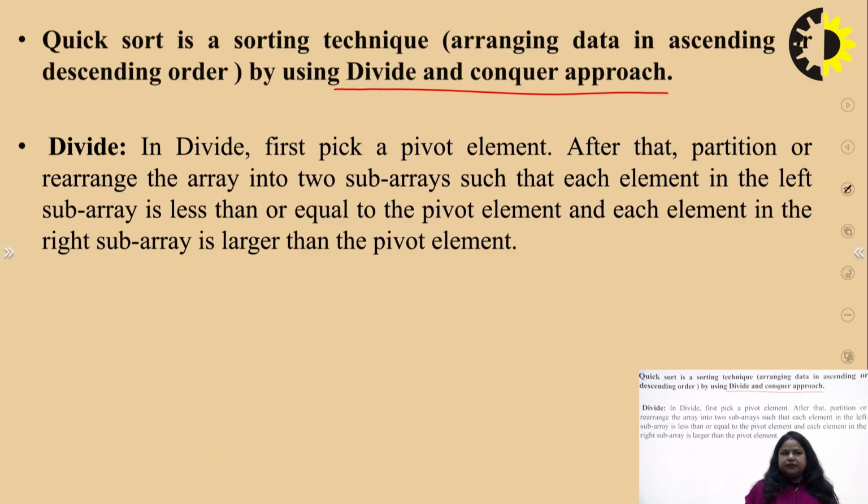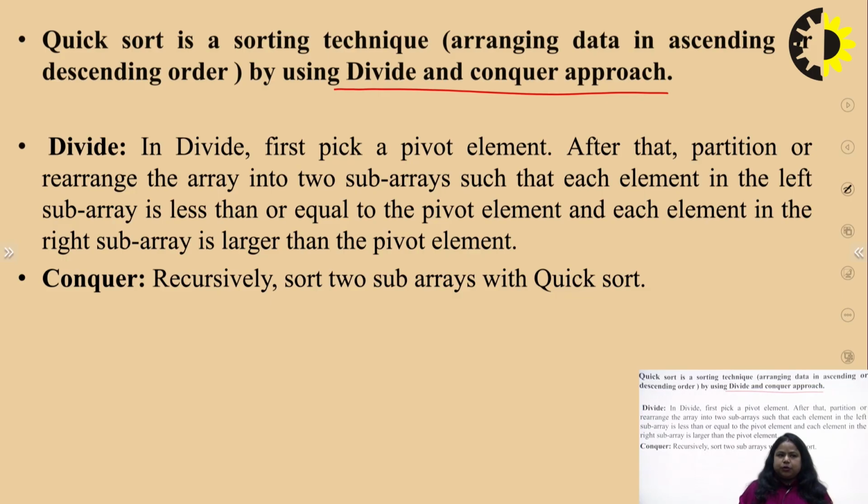and after that we have to apply the partition, that is, rearranging the array into two sub arrays in such a manner that each element in the left sub array is less than or equal to the pivot element, and all the elements on the right sub array are greater than or equal to it, that is, the larger elements. So on the basis of that we have to divide it.